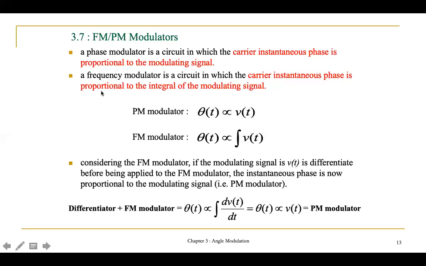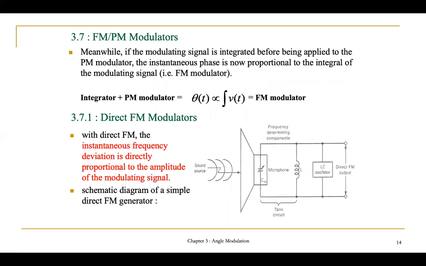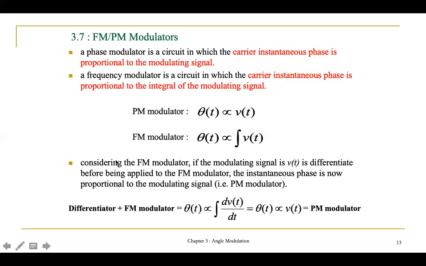For the frequency modulator, it is a circuit where the carrier instantaneous phase is proportional to the integral of the modulating signal. So different from the phase modulator, in the FM modulator the carrier instantaneous phase is directly proportional to the integral of the modulating signal. That's why you have the integral of Vt here.